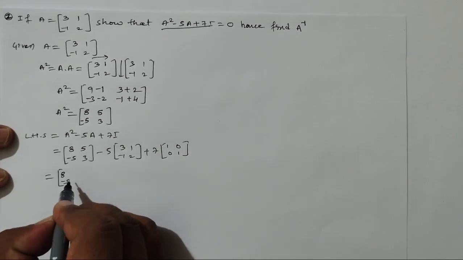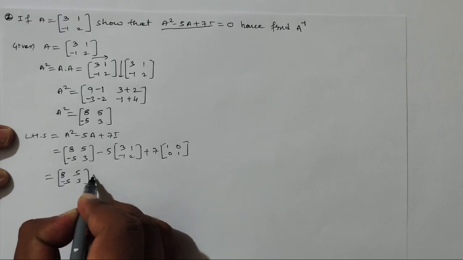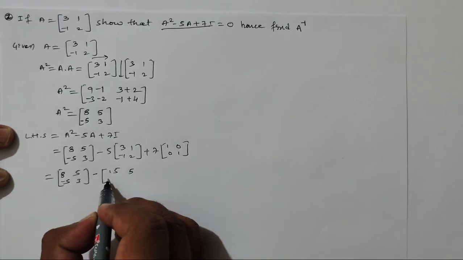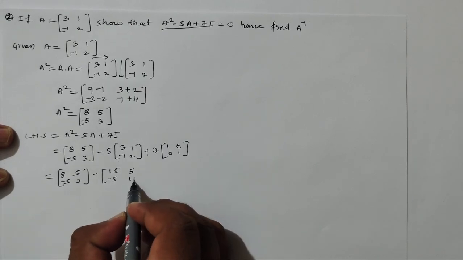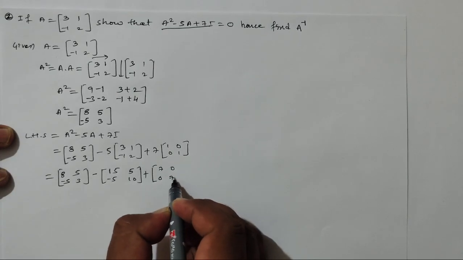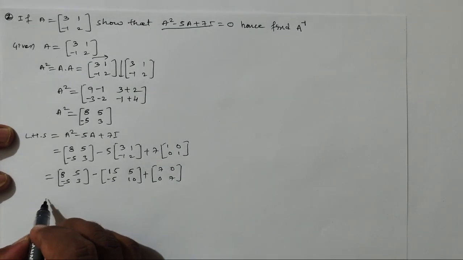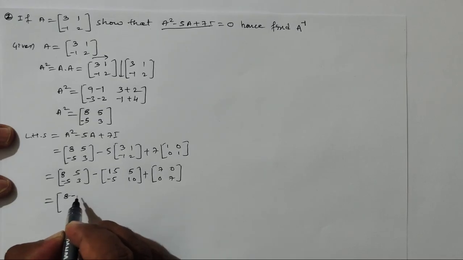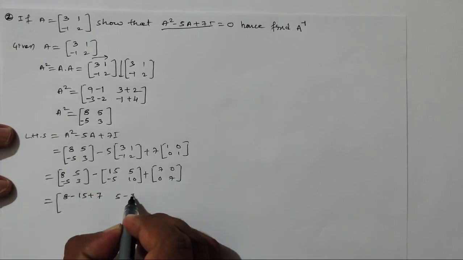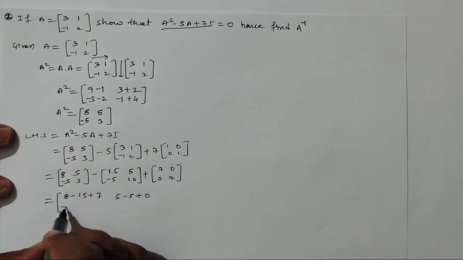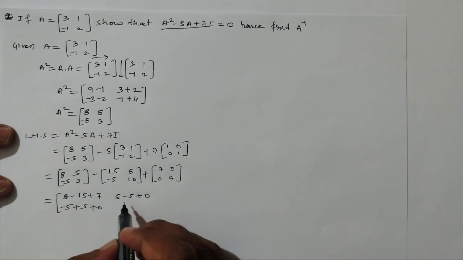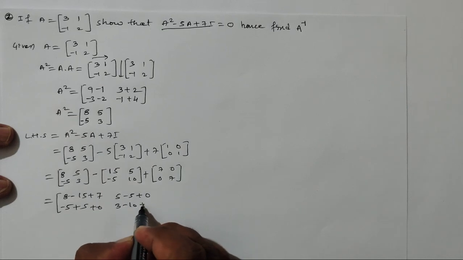Okay, minus 5, 5, 3. Minus 5 3s are 15. 5 1s are 5, minus 5. 5 2s are 10, plus 7, 0, 0, 7. Okay, next, that is equal to 8 minus 15 plus 7. Next, 5 minus 5 plus 0. Minus 5 here, minus minus becomes plus 5. Plus 0.